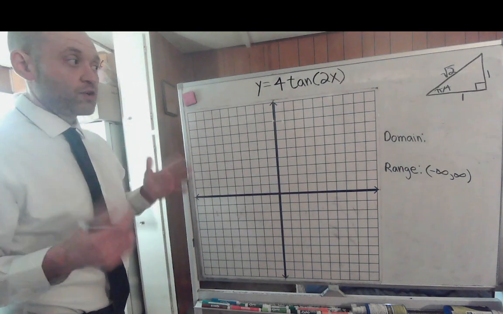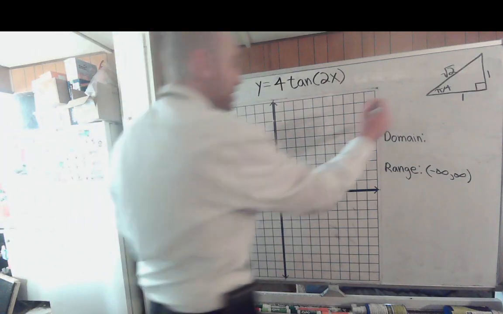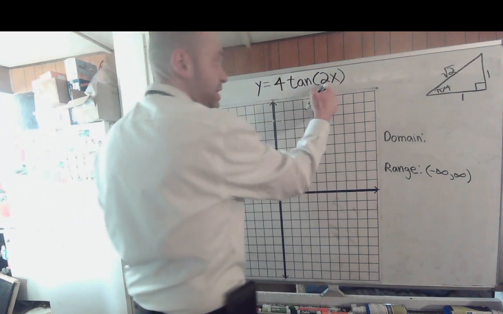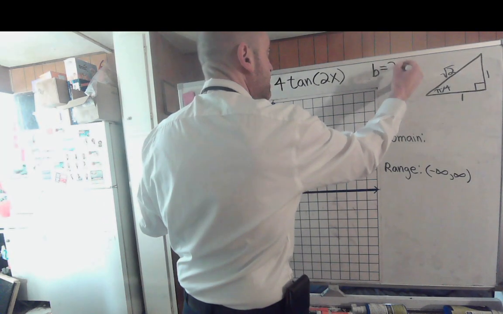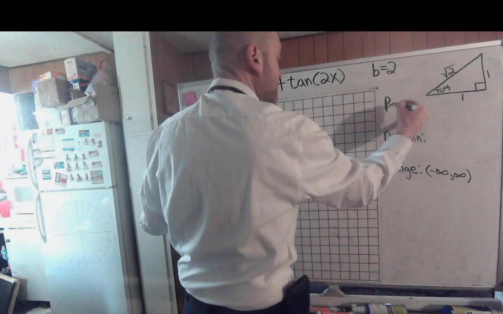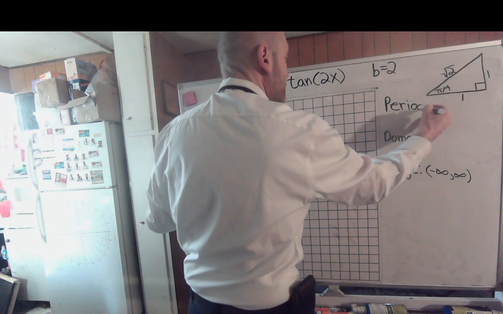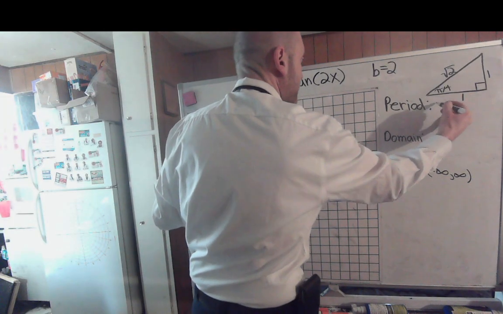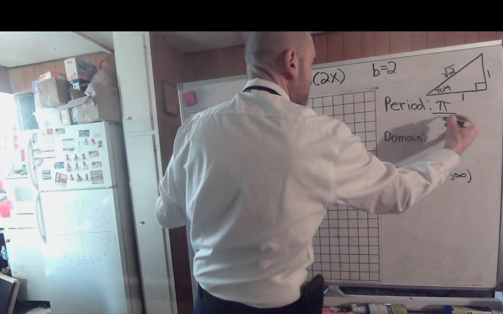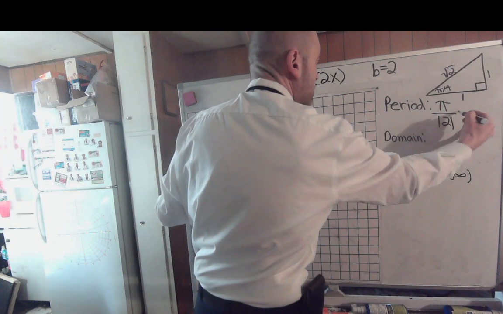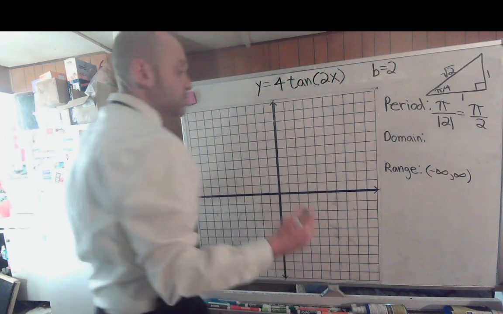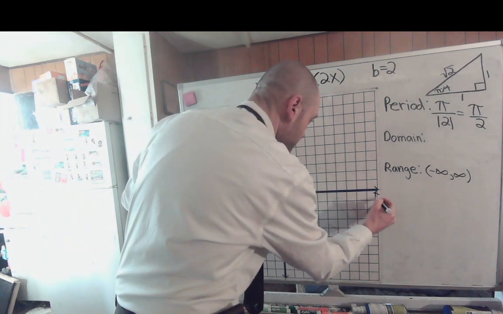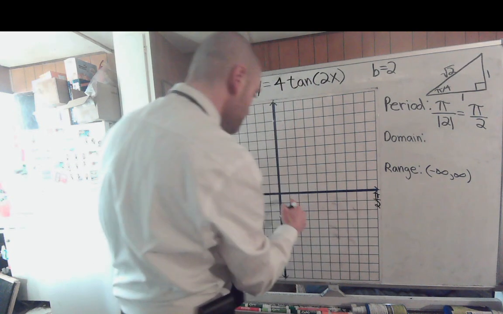So let's look for our period first. Your period, well, what's b? Your b coefficient is on the x, that's 2, right? So that means your period is going to equal pi divided by the absolute value of 2, which would give you a period of pi over 2. So let's go ahead and plot these.